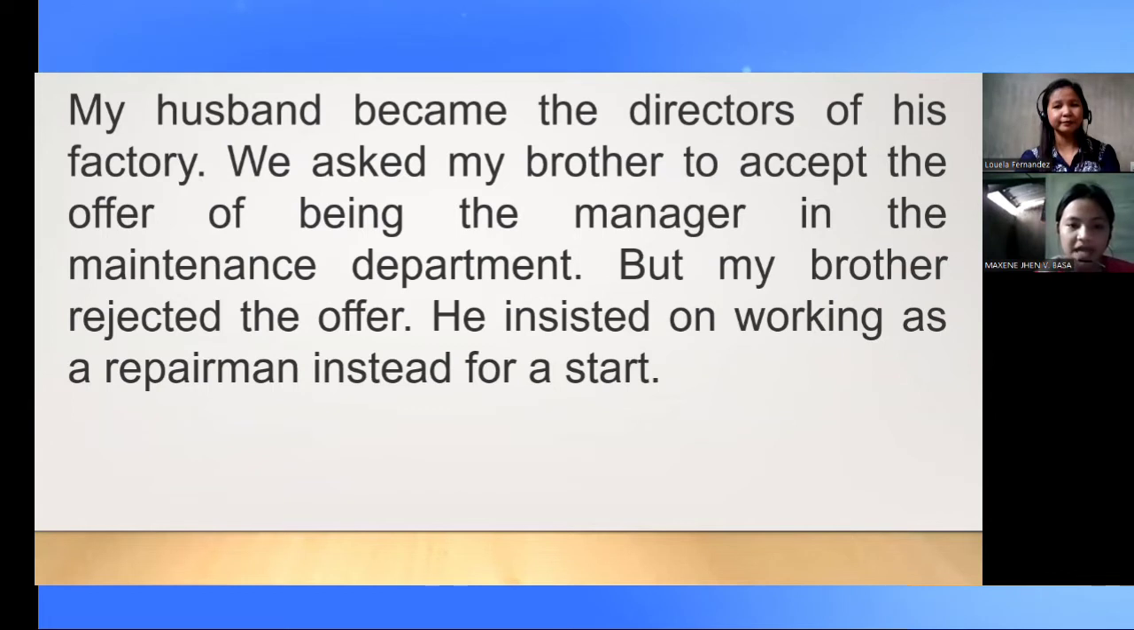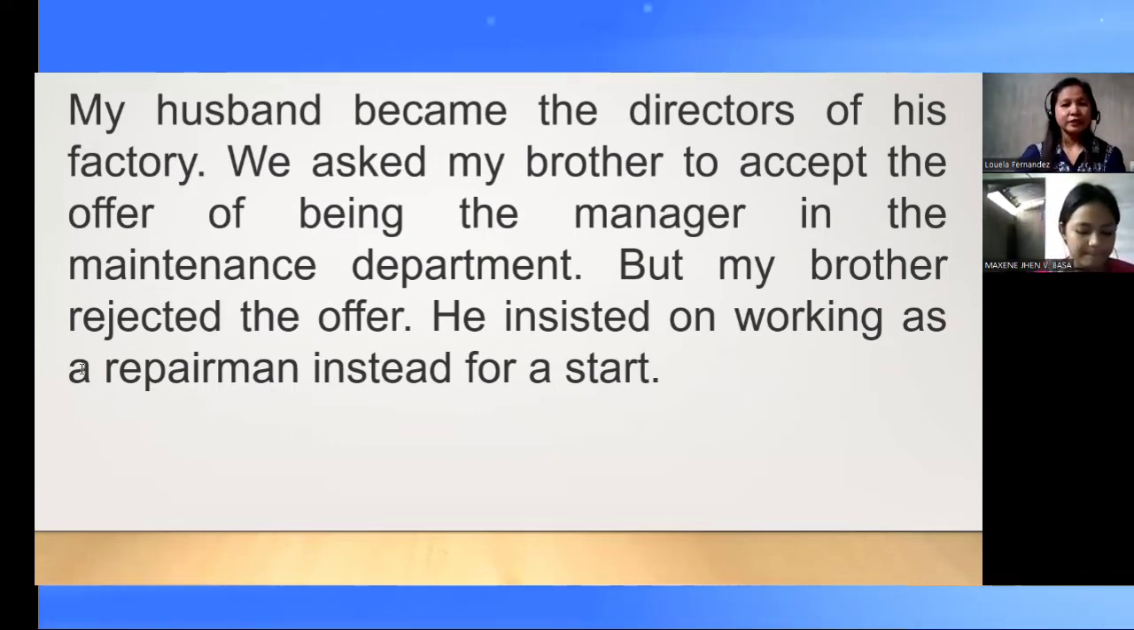My husband became the director of his factory. He asked my brother to accept the offer of manager in the maintenance department. But my brother rejected the offer. He insisted on working as a fireman instead for a time.